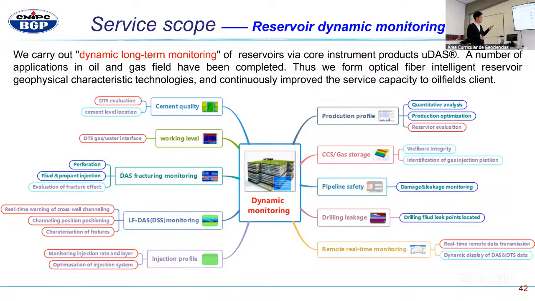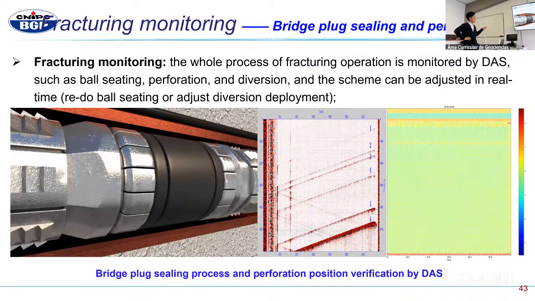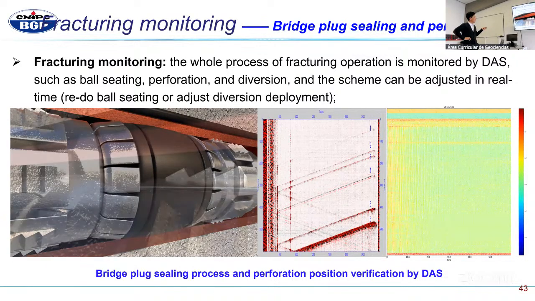And this is for another application in CCS, geo storage, and pipeline safety, and drilling. This is a very important thing because once you are drilling, they have to detect leakage at some point. You put the fiber in with the drilling rig, and you can detect it very quickly using the DAS monitor. The leakage point will be very obviously detected by the DAS. This is the perforation in the fractures precisely.